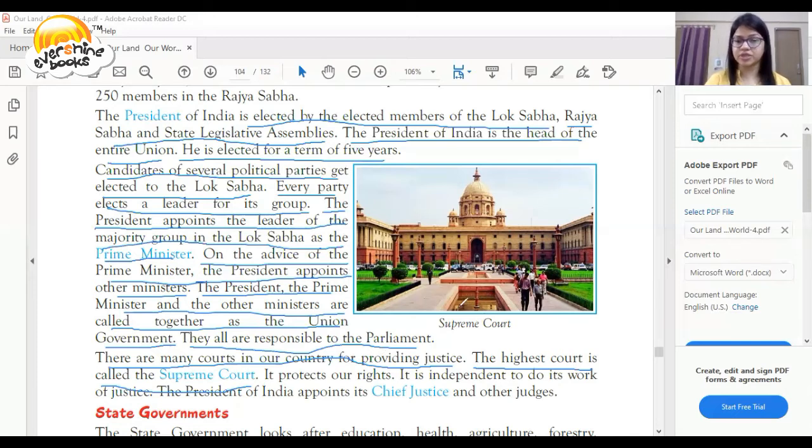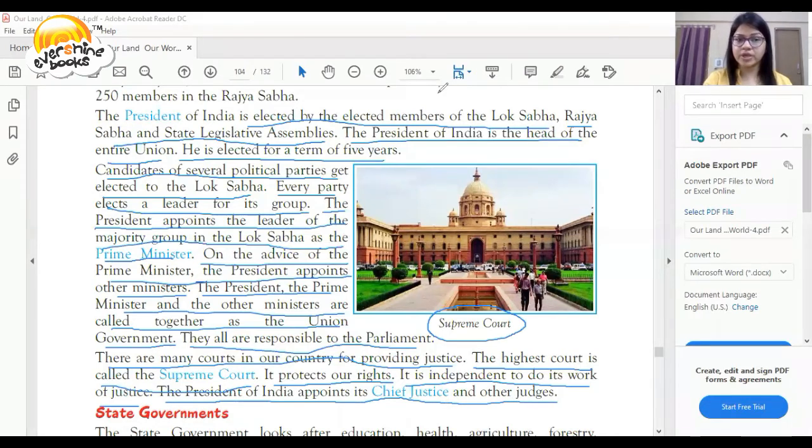Yes, student, as you can see on my screen, this is the pictorial part of the Supreme Court. It protects our rights. It is independent to do its work of justice. So these are the functions of the Supreme Court. Number one, it protects our rights and it is independent to do its work of justice. The President of India appoints its Chief Justice and other judges.